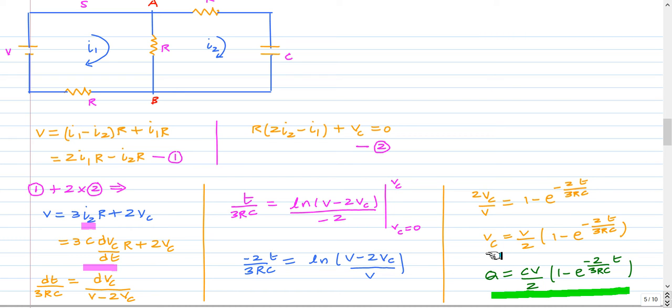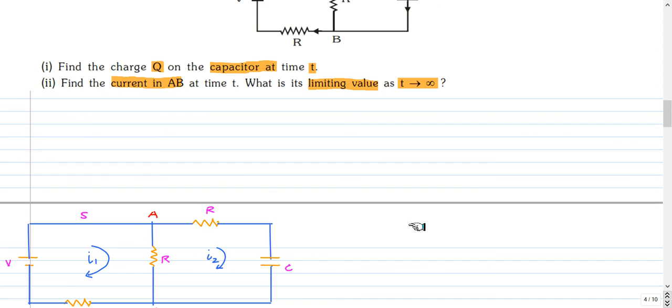So from this we get Vc as this expression, V by 2 into 1 minus e raised to the power minus 2 by 3 RC into t. And charge in the capacitor is C into the voltage drop across it, that is C into Vc. So from this we get the expression for charge as a function of time as CV by 2 into 1 minus this quantity. So that is the first part of the question. We have to find the charge Q as a function of time.